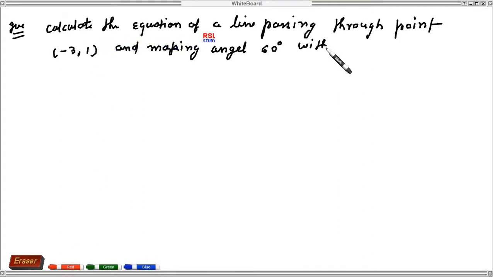Calculate the equation of a line passing through point -3, 1 and making angle 60 degree with the positive direction of x-axis.